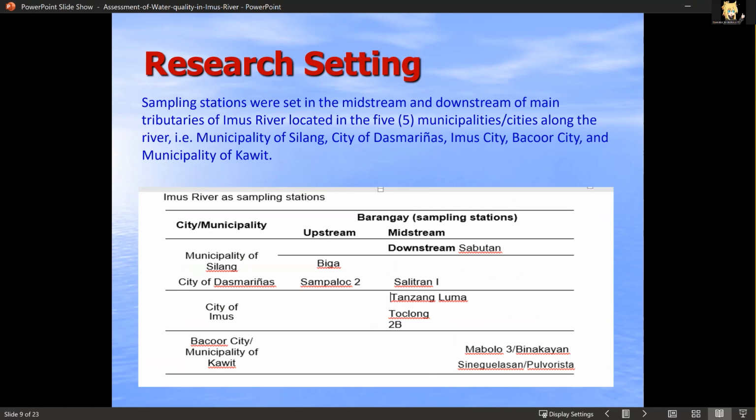The municipality of Silang includes Biga and Sabutan. For the city of Dasmariñas, it includes Palapala 2 and Salitran 1. For the city of Imus, Tanzang Luma, Toclong, and Tabon. And from the city of Bacoor and the municipality of Kawit, we have Mabolo 3, Binakayan, Sinegulasan, and Pulporista.